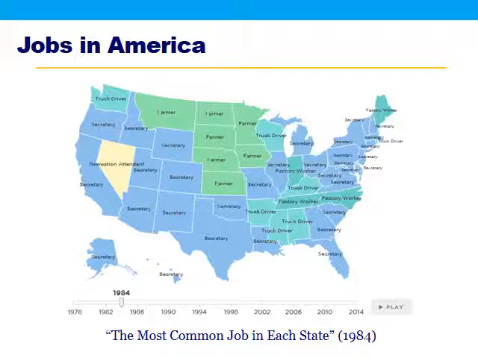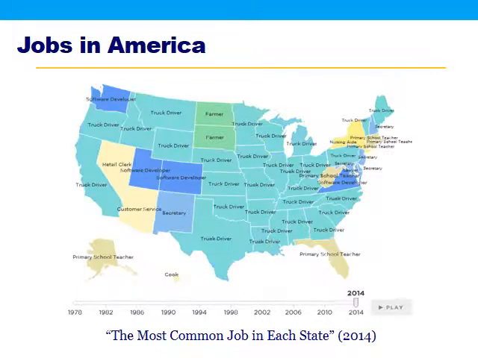Okay, here we go. So there's 1984 again. Here is 2014. Now you'll notice that we have some new jobs that weren't on the map before, right? Software developer, for example, that kind of makes sense. We also have teachers, who were not on the map before, but now they are. But in 2014, the overwhelming majority of states, the most common job in that state was truck driver.